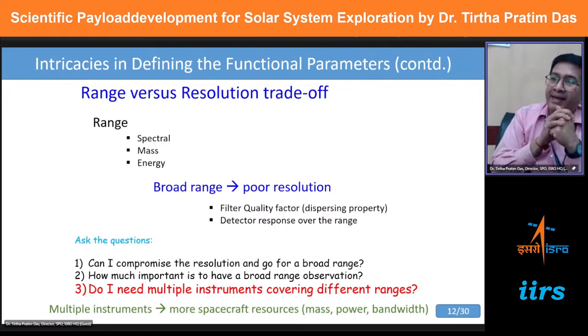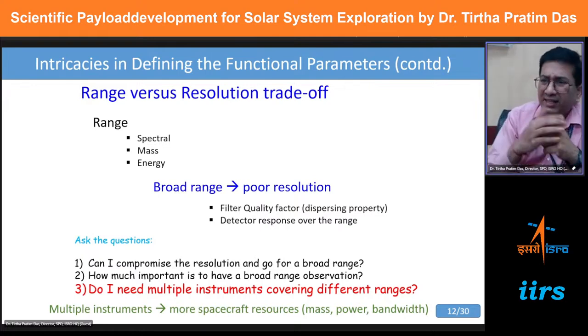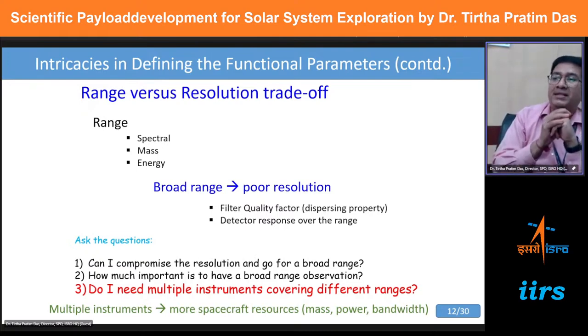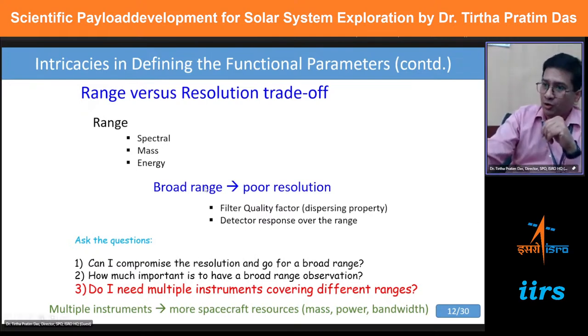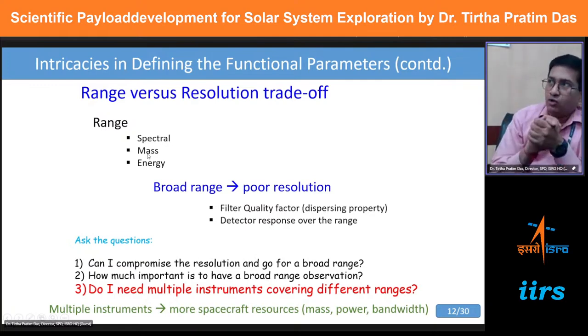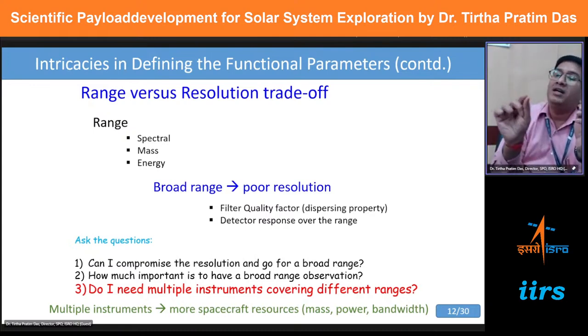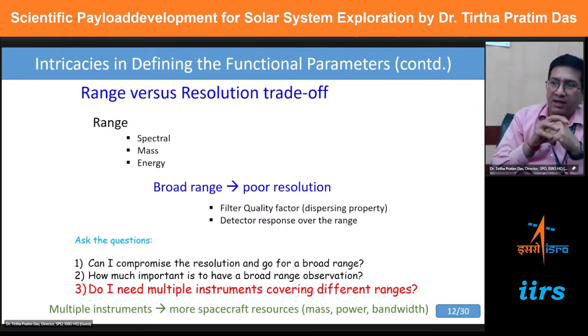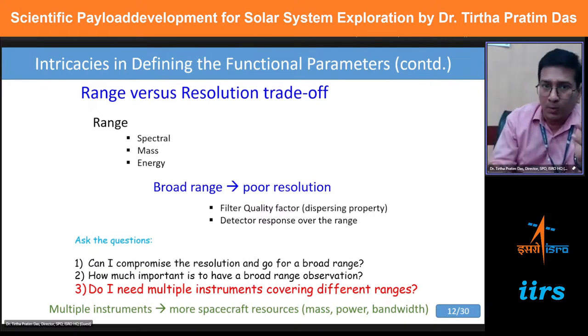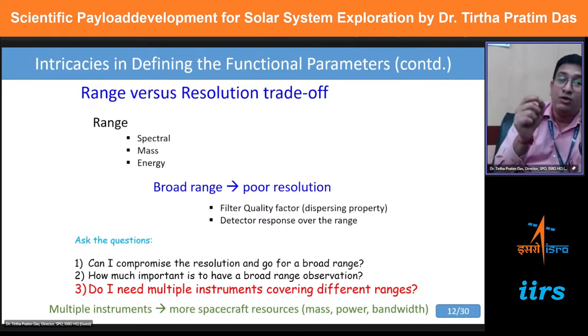Another kind of trade-off you have to make is range versus resolution. Let me give you an example. Range means, let us take an example of a spectral range. Suppose I want to have a good visible camera. Starting from 400 nanometer to 700 nanometer spectral range I will measure, and I will have a spectral resolution of 10 nanometer. Camera here means a spectroscopic imager. I am not satisfied only to see the image. I want to do spectroscopy also. And that's why the spectral resolution comes into the picture.